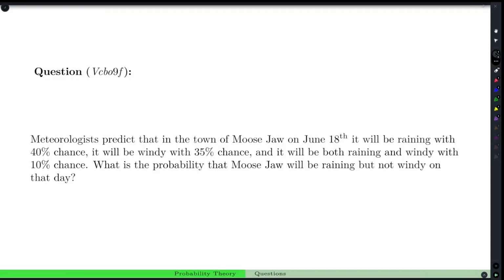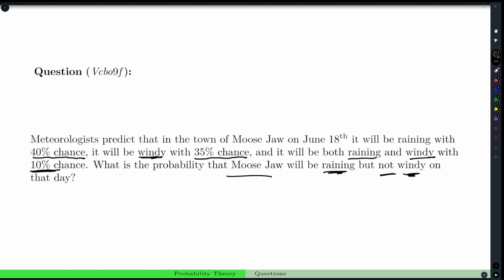Meteorologists predict that in the town of Moose Jaw on June 18th, it will be raining with a 40% chance. And we'll see wind with a 35% chance, and you'll have both rain and wind in Moose Jaw with a 10% chance on that day, June 18th. What is the probability that Moose Jaw will be raining but not windy on that day?